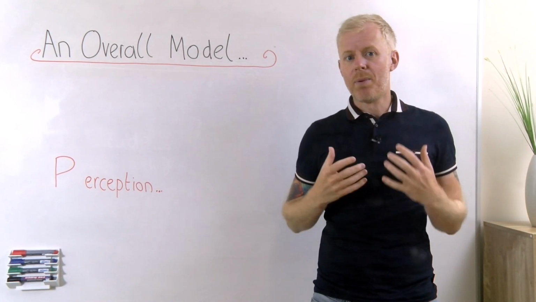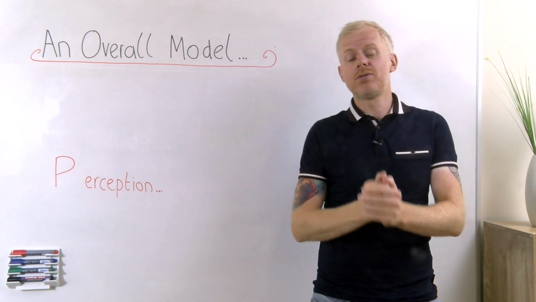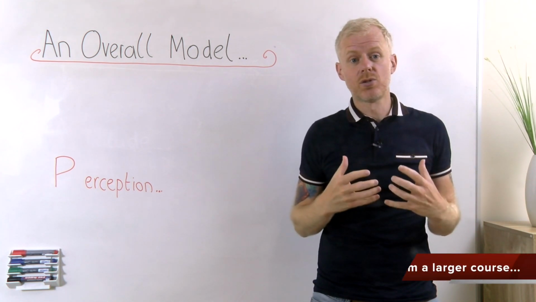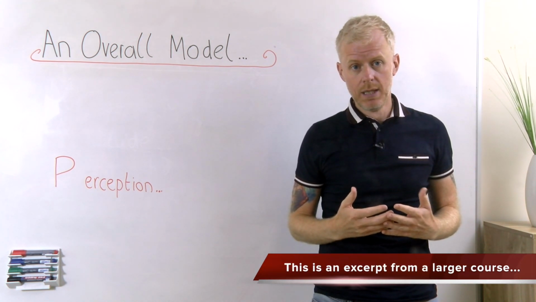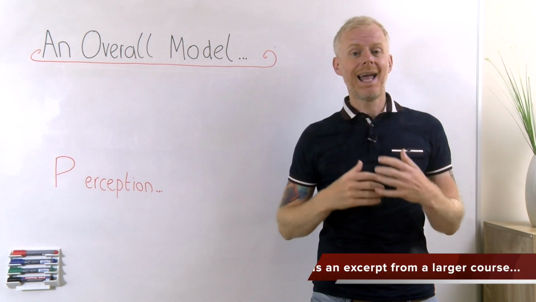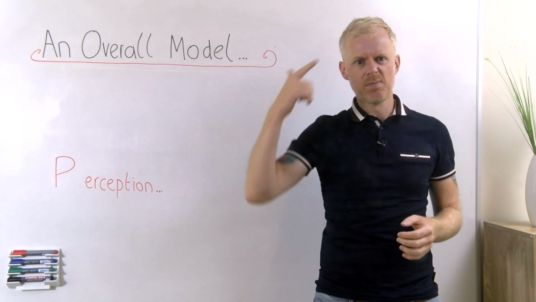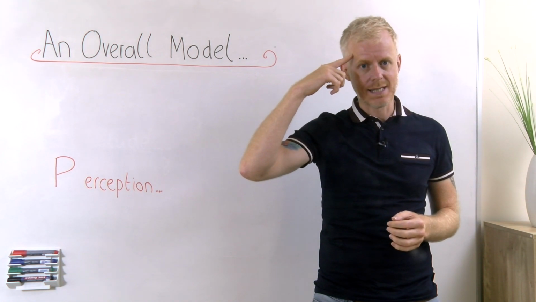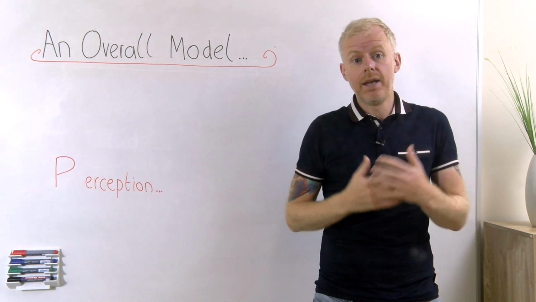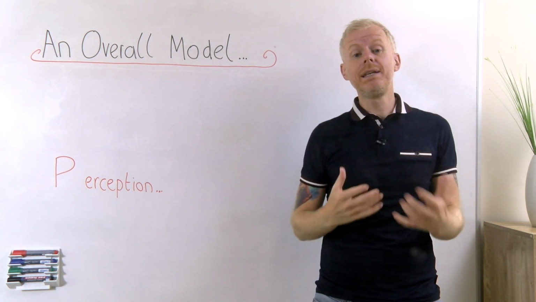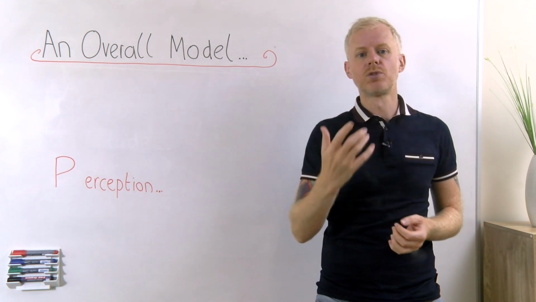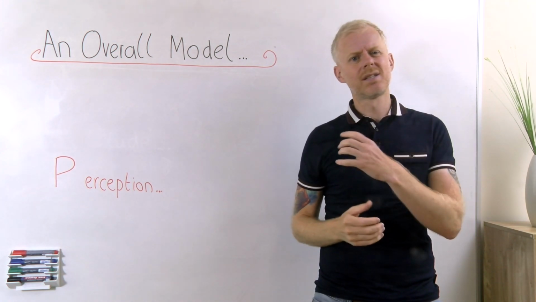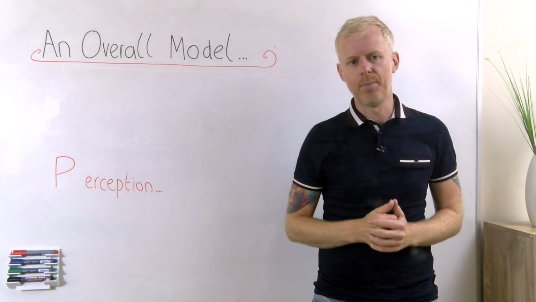So let's think about what perception actually means. So much of NLP is based on the changing of perception. We talk quite often about a thing called an internal representation, which is basically the little picture that you run inside your head. And in an NLP world, what we believe is that little picture becomes your reality. Let me show you just a simple example of that.